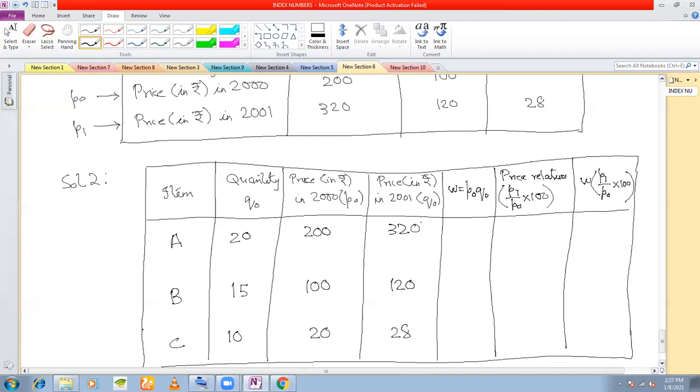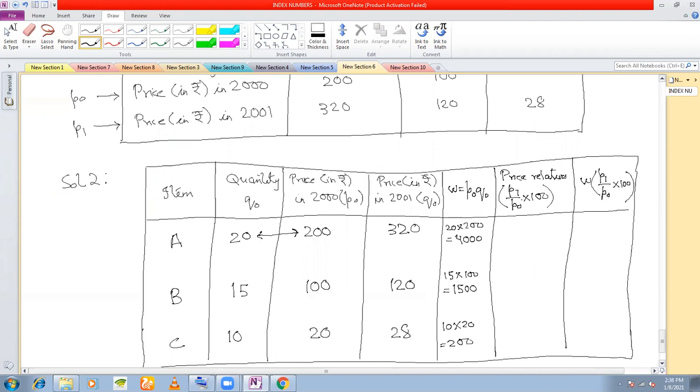Now we calculate the weights. How do we calculate the weights? P0 Q0 we multiply, that is, these two we multiply. So you have 20 into 200. Your first weight is 4000. Next you multiply 15 into 100. Your next weight is 1500. Next you multiply 10 into 20, which is 200. These are your weights.